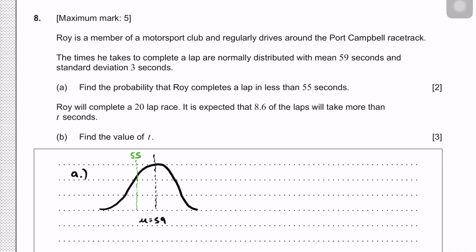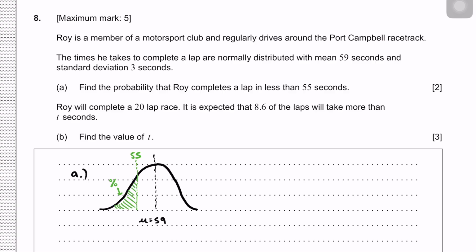Area under the curve represents all of the theoretical laps that I suppose Roy could make. We want to find the probability for the area under the curve that is less than 55 seconds. So once again, standard normal curve centered at a mean of 59. This is the average time it takes for Roy to complete a lap. What's the probability that he completes a lap in under 55 seconds? That is to say, what is the percentage of the area under the curve to the left of 55?